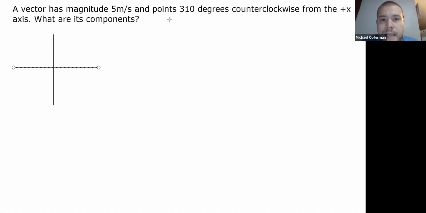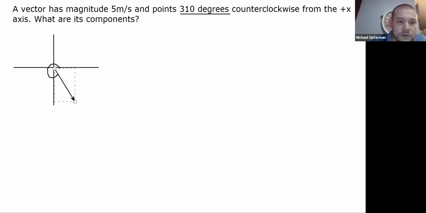Get my drawing tool. So, okay, here's an X and Y axis. Now, let me look at this angle they gave me here: 310 degrees counterclockwise from the positive X axis. So 310, that means I'm going to need to go 90, 180, 270, and then even 40 degrees past that. So a 310 degree angle is going to be all the way around like this to the bottom right hand quadrant.